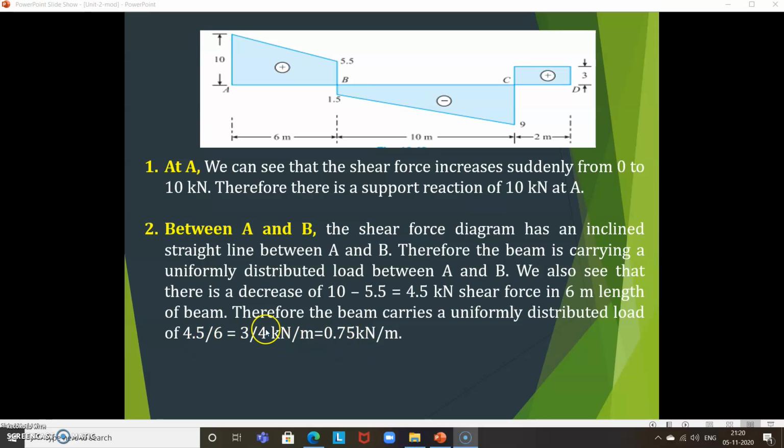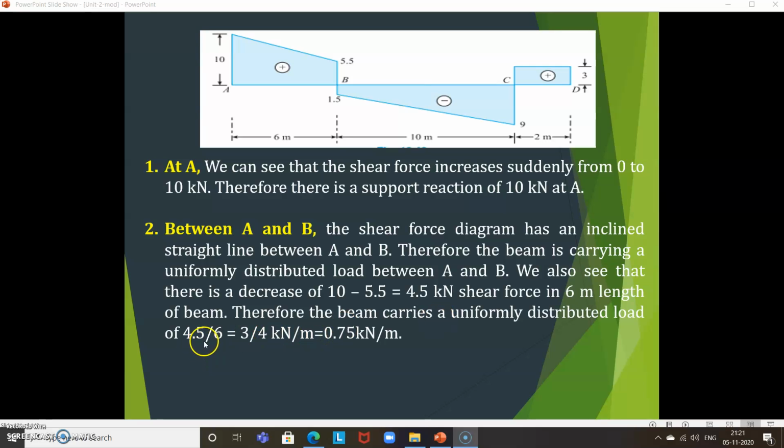Why is this divided by 6? Because this is in kilonewton, and you have to convert it into intensity. UDL is always in kilonewton per meter, so you divide by 6 per meter. Once you divide by 6, you get 0.75 kilonewton per meter. In the loading diagram, it would be like this, 0.75 kilonewton per meter. Then if you multiply it by the distance, it becomes 4.5. This is the load, so you have to convert it into intensity.